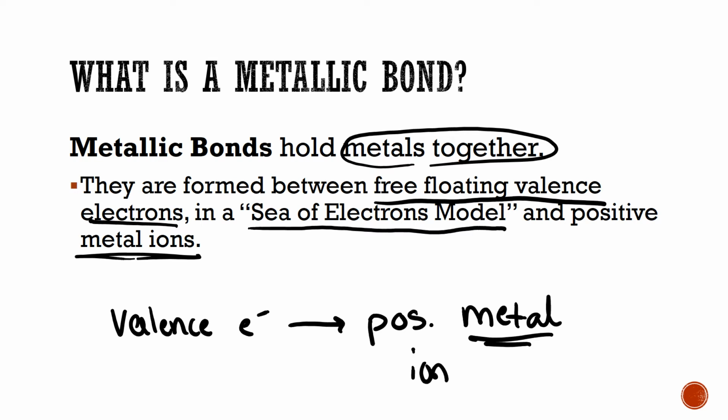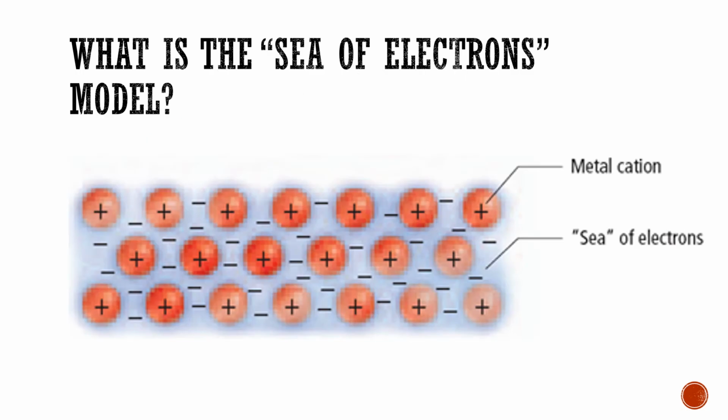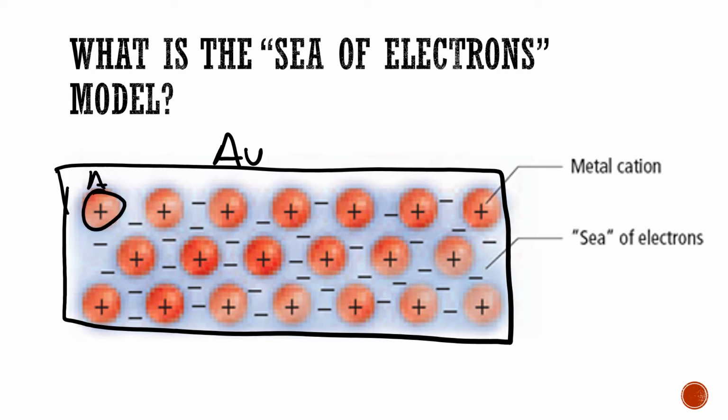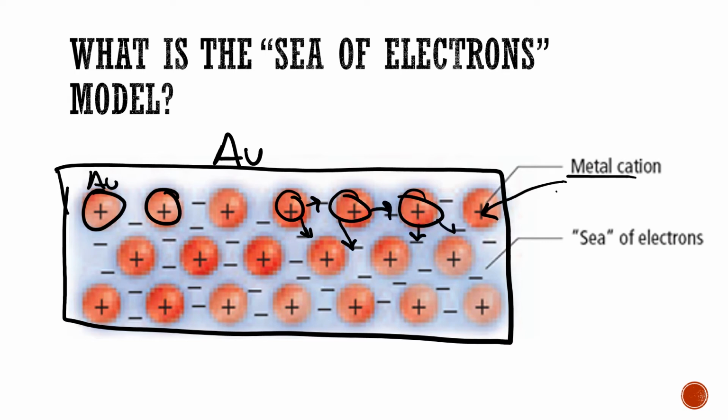Okay, how does that look? So if we were to look at the sea of electrons model, if this was a piece of metal, let's say it was a bunch of gold atoms, so each one of these red things was gold, the metal cation right over here would be bonded to other metal cations because these positives are attracted to the negative valence electrons that are surrounding it in this sea.